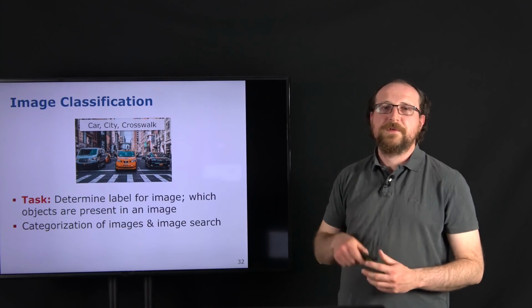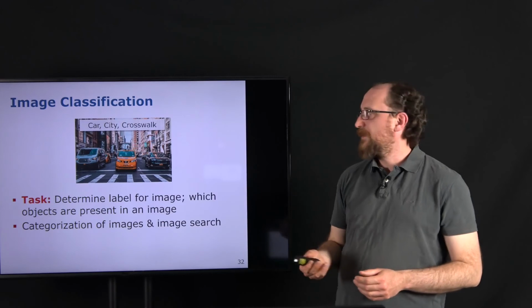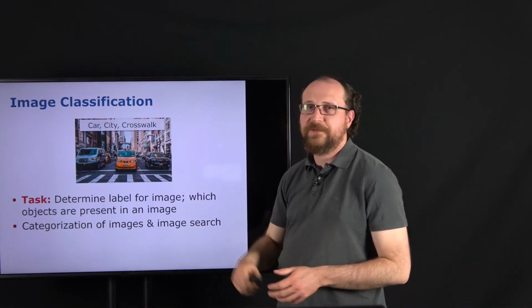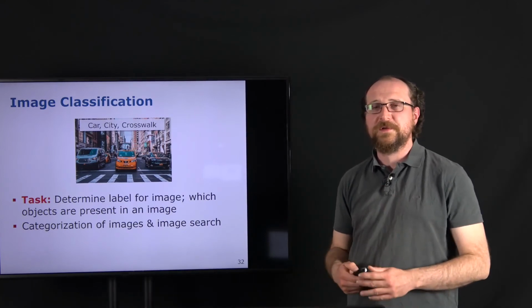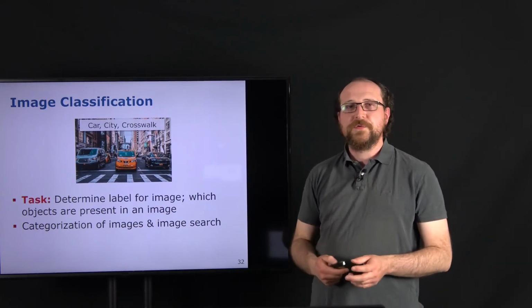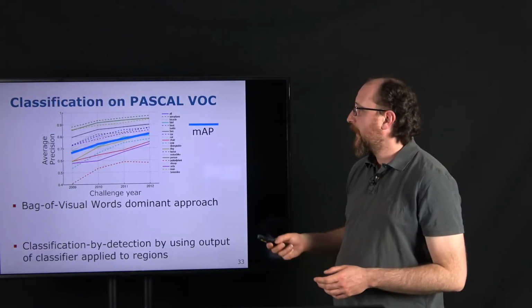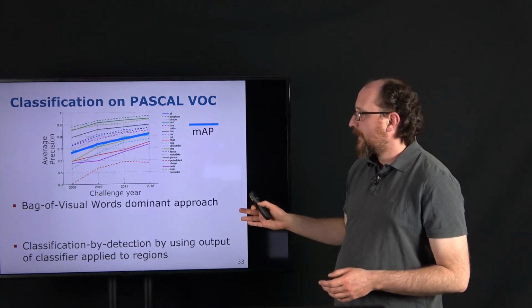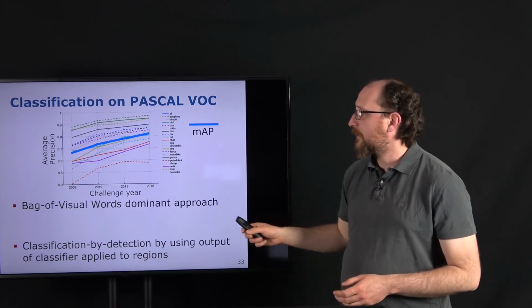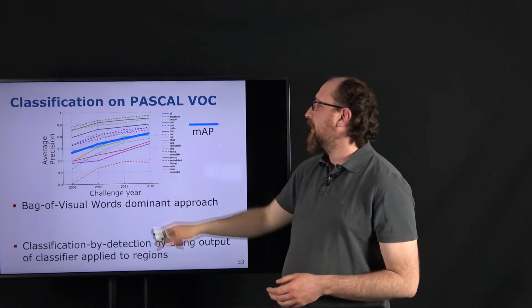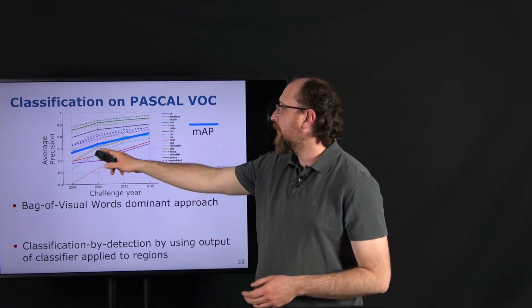So when you type in some search term in Google, then you want to have maybe just images of cities, and then you want to have something like this in the end. And the Pascal VOC dataset was also used for classification tasks. And here the predominant approach was the bag of visual words, as I said. So I think the most used approaches were basically the bag of visual words over time.